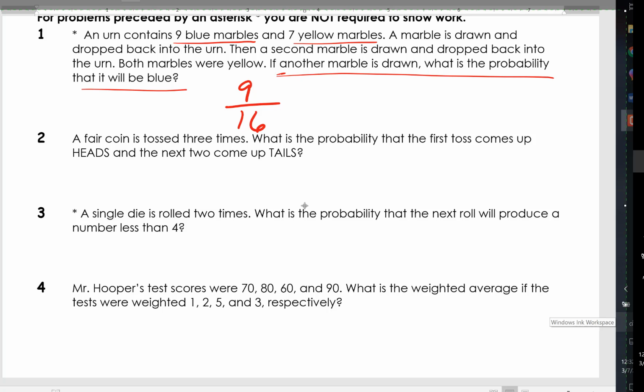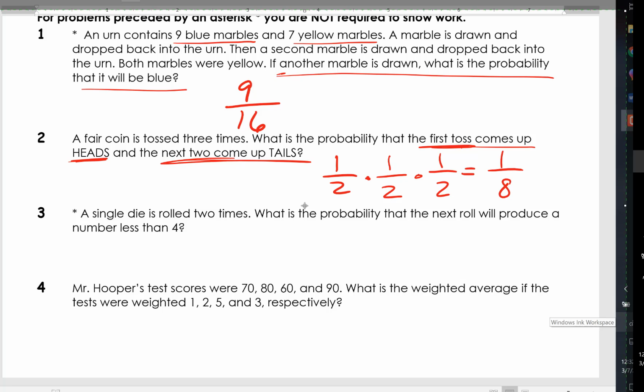All right, so they're asking you, what is the probability that the first toss is heads and the next 2 are tails? So you can multiply the 3 probabilities, one for each of those flips. The probability that it comes up heads is 1/2. The probability that it comes up tails on the second try is also 1/2. The probability that it comes up tails on the last flip is also 1/2. So the probability that if you flip it 3 times, you'll get heads, tails, tails is 1/8.